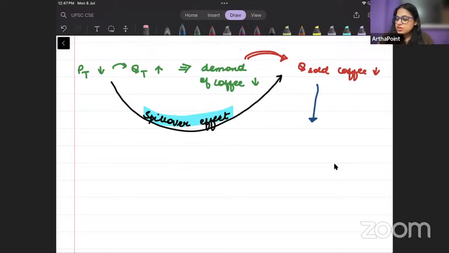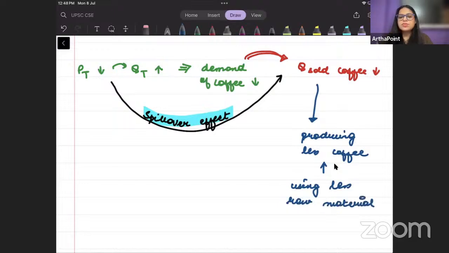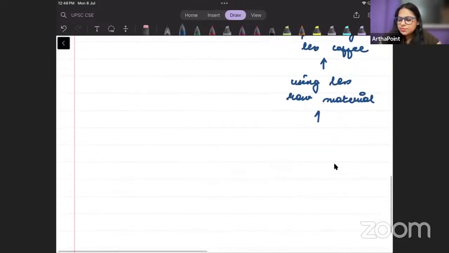So what they will be doing is that they will be producing less coffee next year. When they will be producing less coffee, they would require less raw material for it. So they will be using less raw material. When they will be using less raw material, what will happen, beta? Raw material use will be less. Among the raw materials, one raw material is labor. So they will be using less labor.